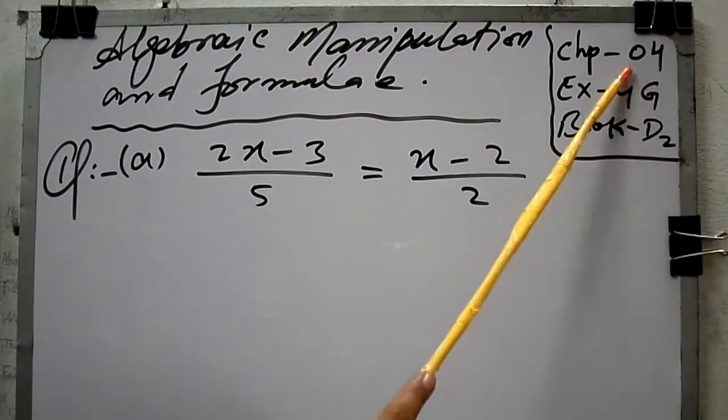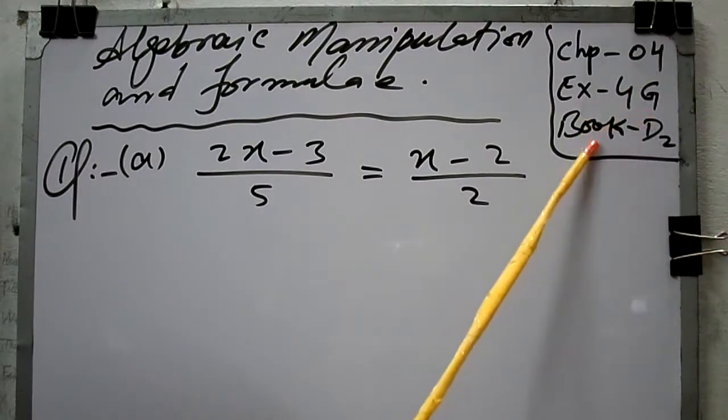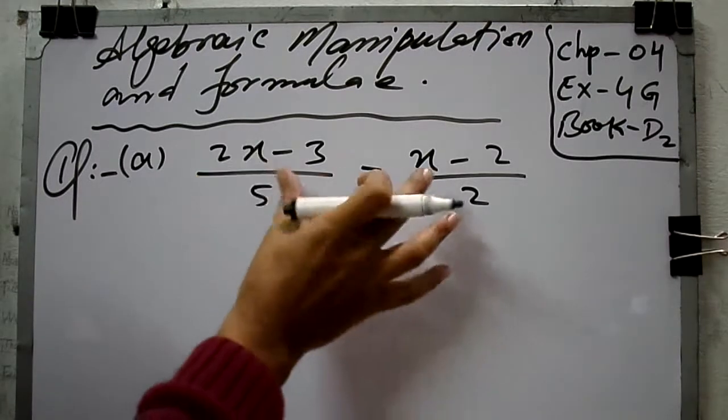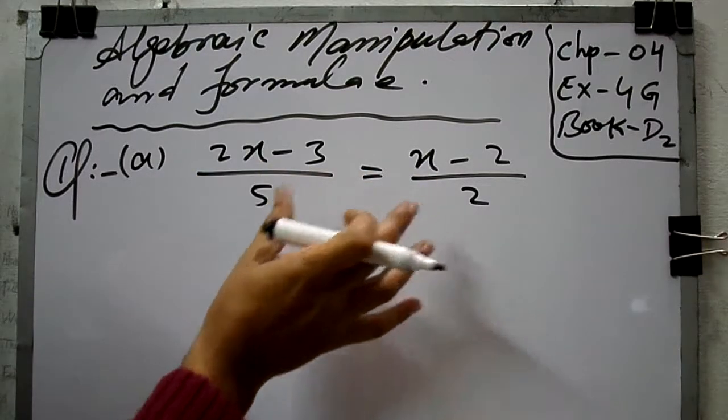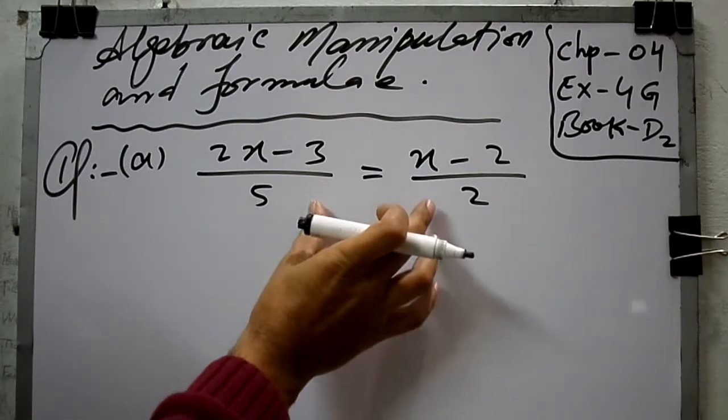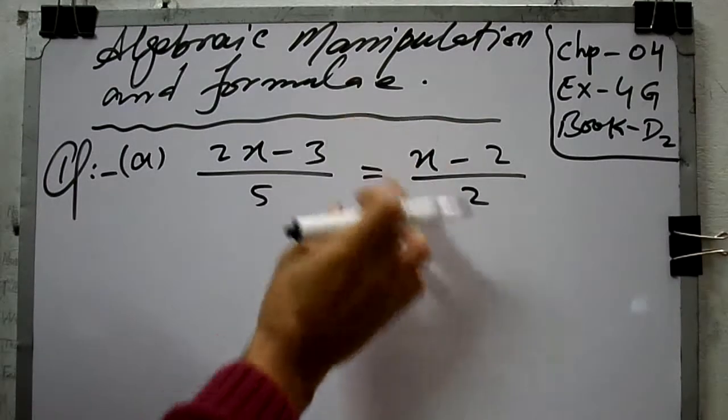Today we will discuss chapter number 4, exercise 4G, book D2, algebraic manipulation and formulae. Question number 1. We have to solve this question. What does it mean by this solution? Solve means we have to find the variable that is x. We have to find the value of the variable. So this question can be solved by two methodologies. First, we can take cross multiplication, or otherwise by taking LCM.